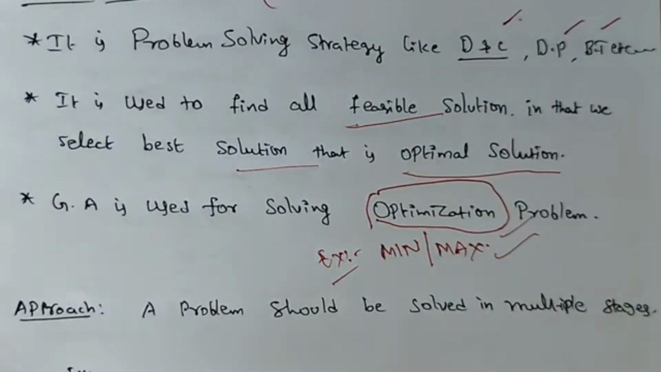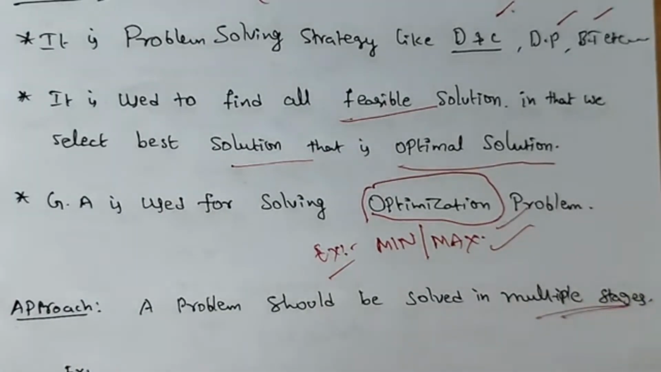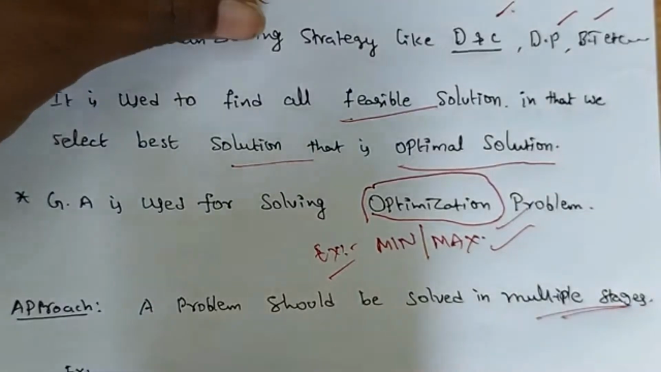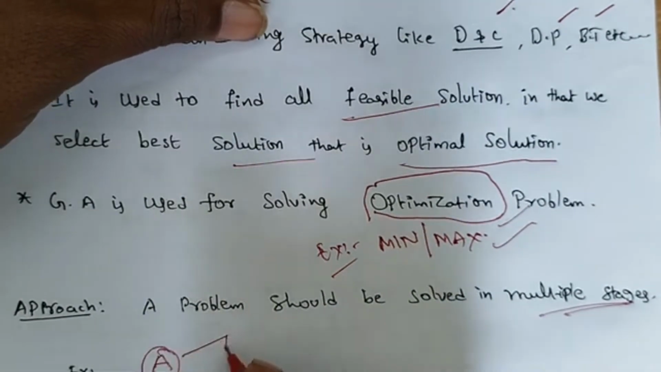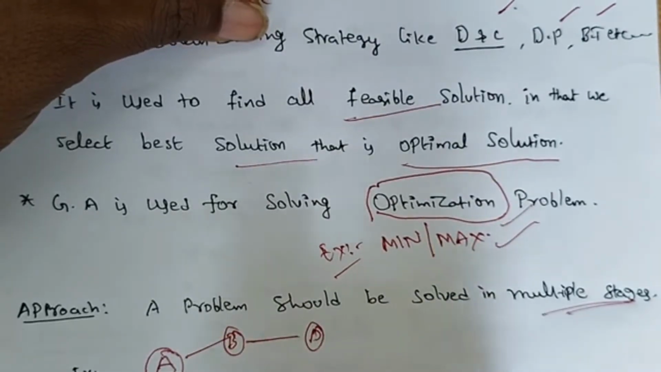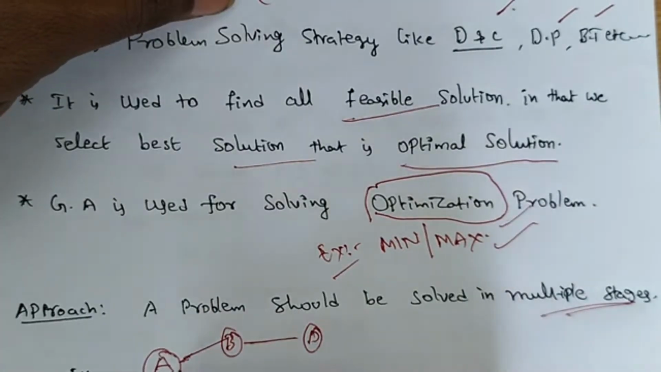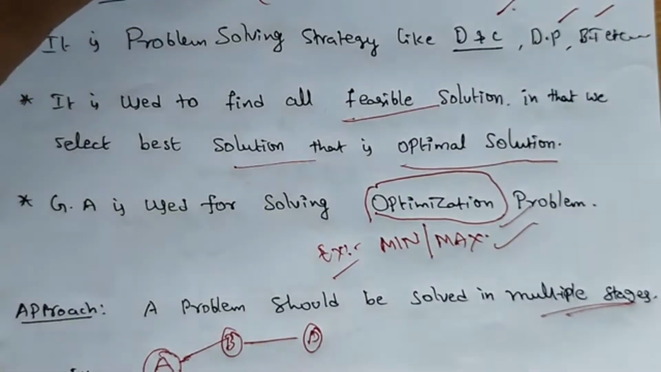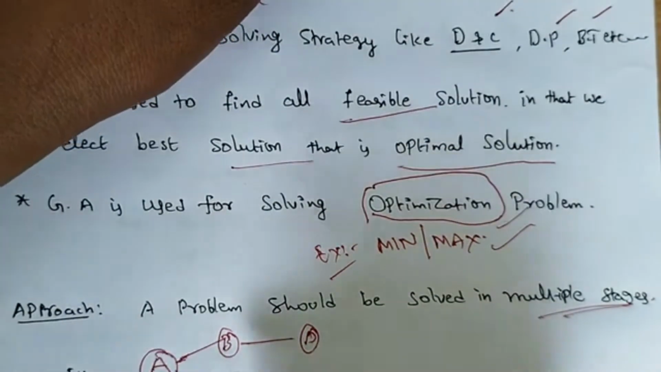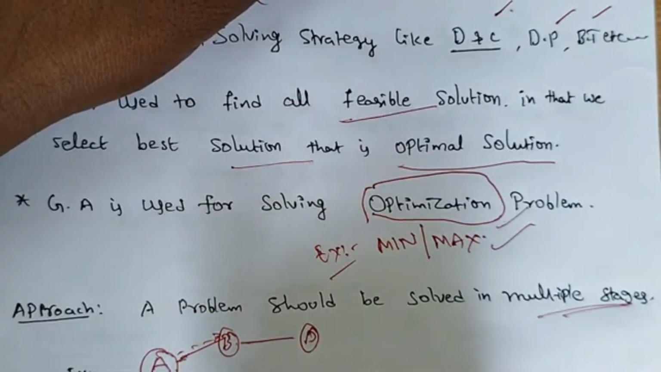What is the approach of the greedy algorithm? The approach is that a problem should be solved in multiple stages. For example, here I am taking a graph with nodes A, B, C, and D. From A, you can go to either B or C. We have only two ways: you travel A to B, or you travel A to C.